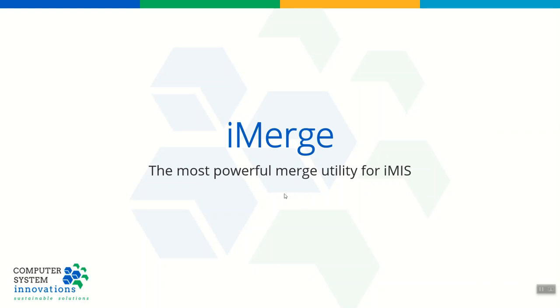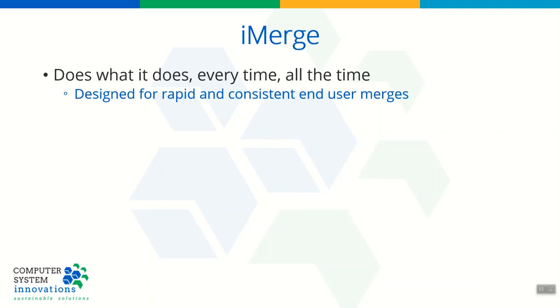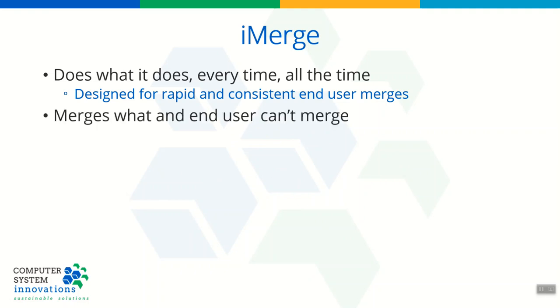Wanted to give you a quick overview of iMerge, which is the most powerful merge utility made for iMess today. The differences between iMerge and contact merge is that iMerge does what it does each and every time. It is designed around the concept that an end user needs to do the same merge over and over again and does not want to be bothered with, do you want to keep this? Do you want to get rid of this? It is designed out of the box to merge what an end user can't merge.